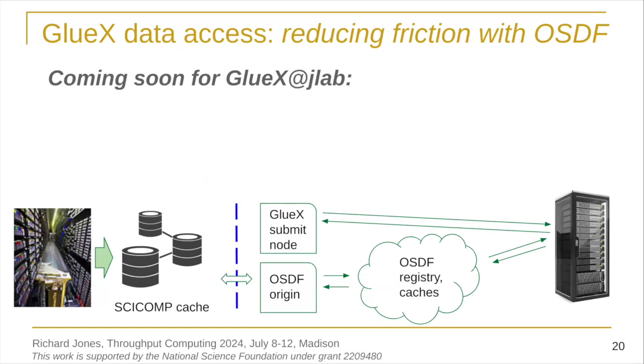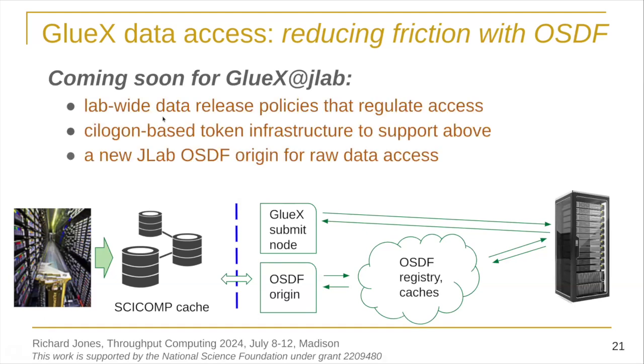All right, and so this is our dream, okay, where we have tapes being staged on cache at JLab, and then a JLab OSDF origin that's delivering data to the OSG nodes. And we're ready for it when it arrives. I would say that here are the three specifics that need to be checked. First, we need lab-wide release policies.